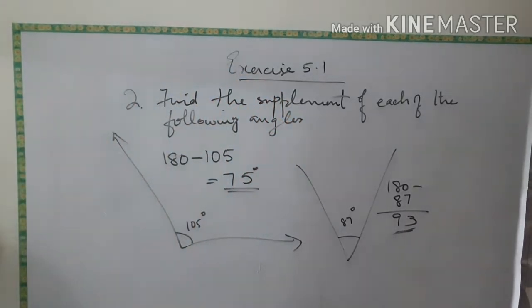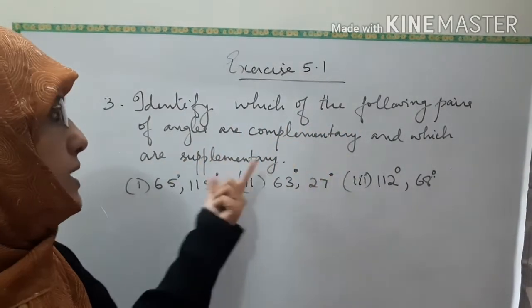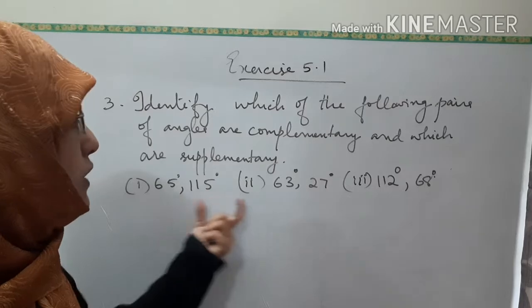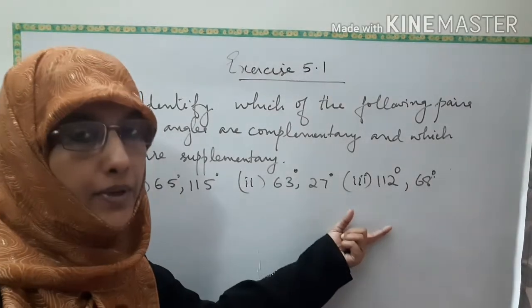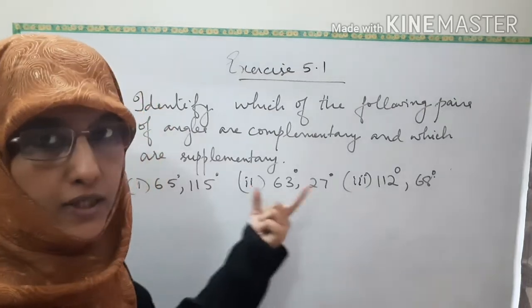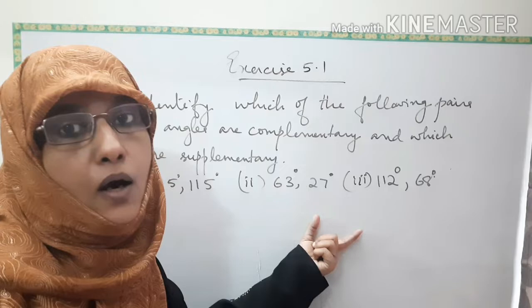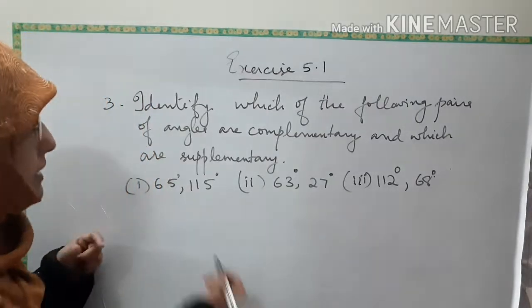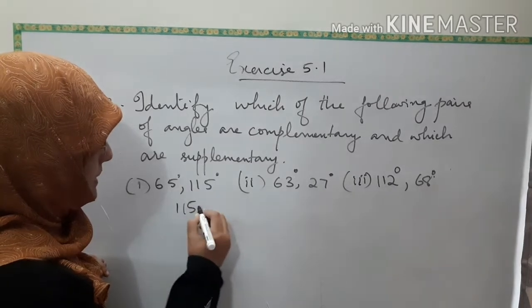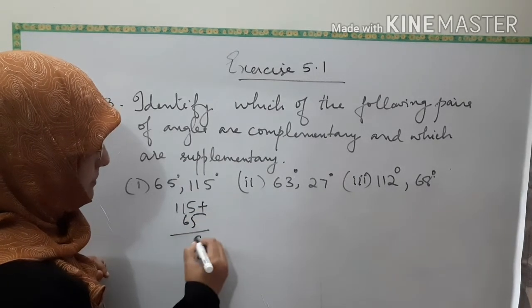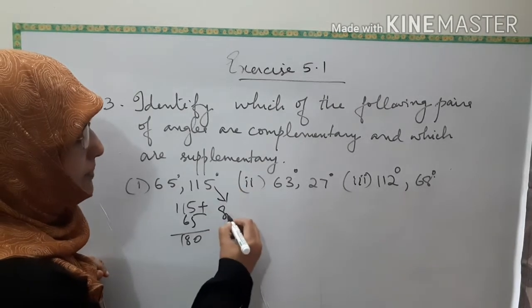93 degrees. Identify which of the following pairs of angles are complementary and which are supplementary. Pairs of angles are given there. You have to identify which is complementary and which is supplementary. So you know, if it is complementary, the sum will be 90 degrees, and if it is supplementary, the sum will be 180 degrees. So see here, 65 and 115. You add it. 115 plus 65. It is 180 degrees. So this will be supplementary.